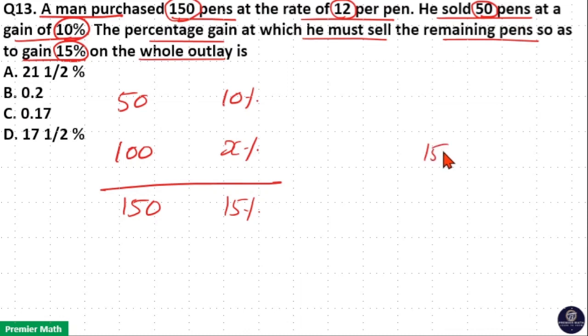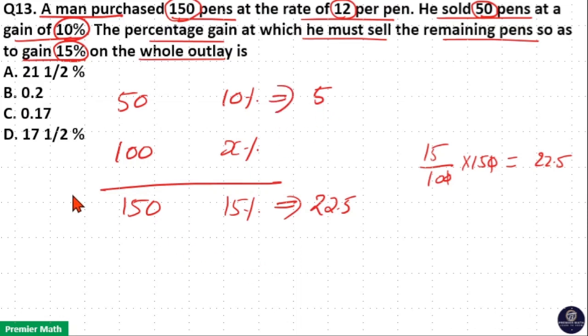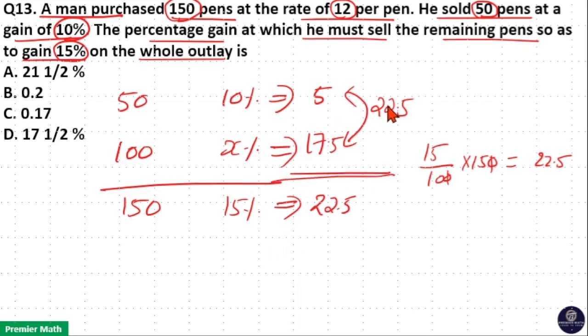Now 15% of 150 is equal to 22.5. So the value is 22.5. Now 10% of 50 is 5. So the value here is 5. Now X% of 100 should be 22.5 minus 5, that is 17.5, because these two should form the value 22.5.